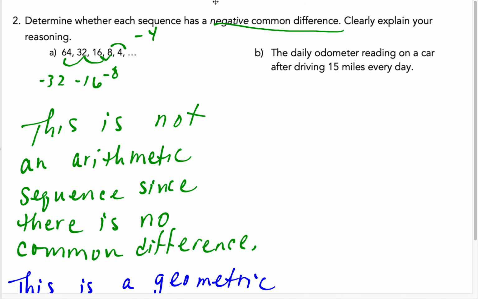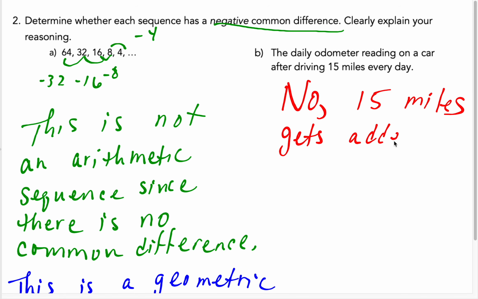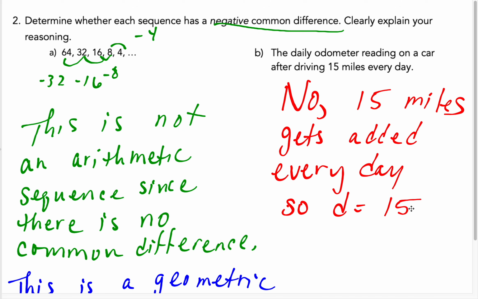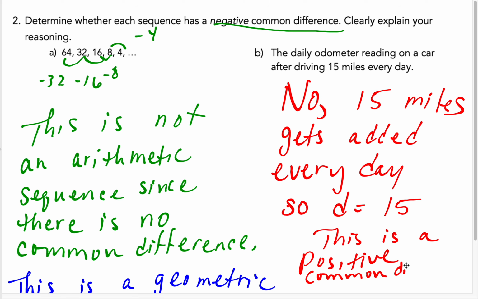Part B, the daily odometer reading on a car after driving 15 miles every day. That does not have a negative common difference, because 15 miles gets added every day, so your common difference is a positive 15. This is a positive common difference, not a negative.